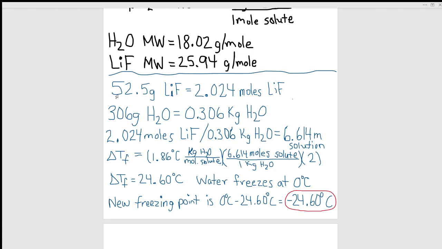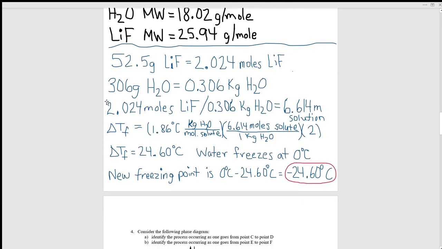So with my work here, we start by calculating the amount of moles of lithium fluoride we have in the solution. So 52.5 grams of lithium fluoride divided by lithium fluoride's molecular weight gives me a value of 2.024 moles of lithium fluoride. And the 306 grams of water that we're given, I converted that, so we have 0.306 kilograms of water.